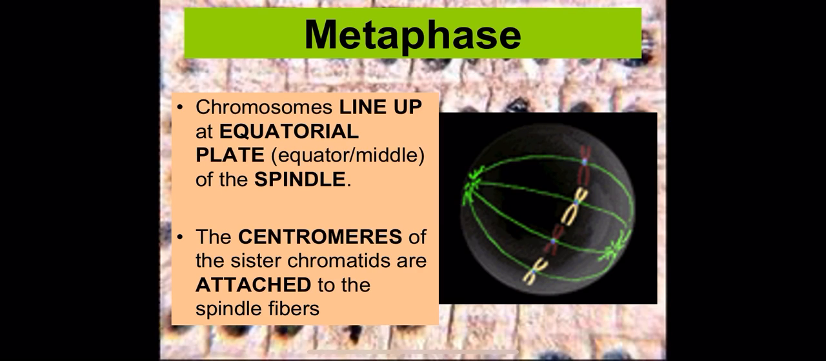Metaphase would be your second phase. Meta means middle. Okay, so keep your M's together when you're thinking about this. The metaphase is where all of the chromosomes line up in the middle of the cell, in the middle of the spindle. We call it the equatorial plate. So think equator of the Earth, and the poles will be the north and south pole. It's the same idea when you're thinking about the cell.